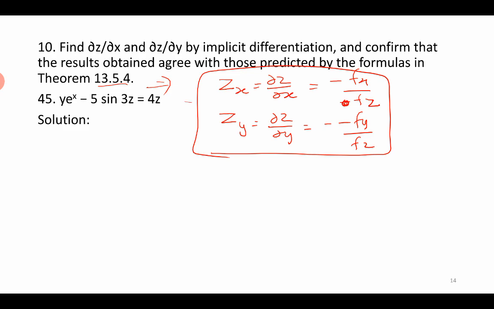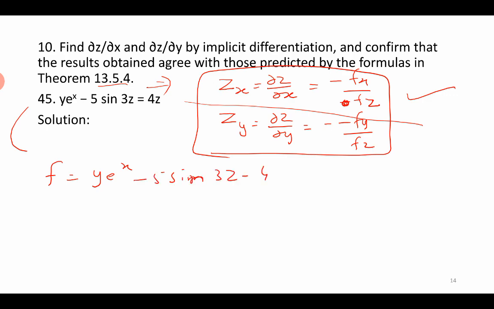I do this for zx, you try for zy. So now I am writing the function f(x,y,z) = y e^x − 5 sin 3z − 4z = 0. So one function of three variables x, y and z. So now find the derivative of f with respect to x partially. So other variables are considered constant.